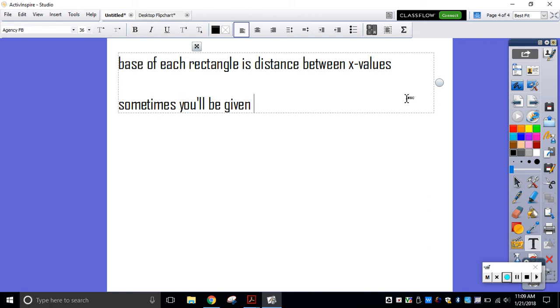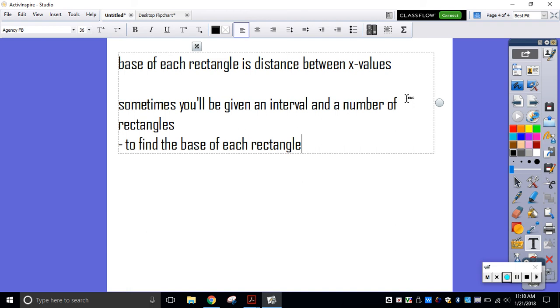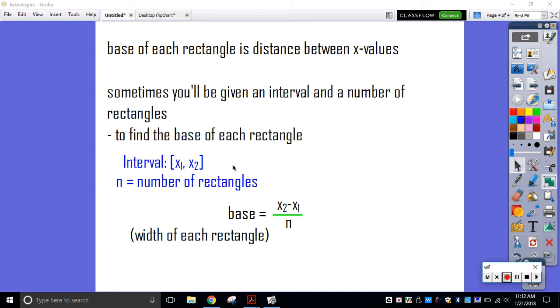Sometimes you'll be given an interval and a number of rectangles. And in that case you can find the base really easily. Basically what you do is you take your two x values that define your interval, subtract them, and then divide by the number of rectangles. That divides evenly the distance from beginning to end. So algebraically it would look like this. You have your interval from x1 to x2. They give you a number of rectangles, so you subtract the x's and divide by the number of rectangles. And this gives you the width of each rectangle.